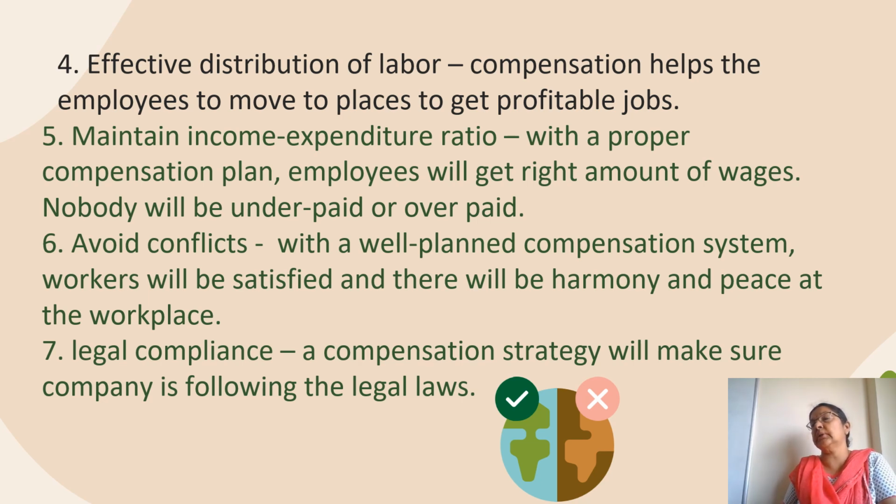Then the other objective is effective distribution of labor. Effective distribution of labor is nothing but people will move from those places where jobs are not available to those places where jobs are available. So that is distribution of labor. With a good compensation system, you can attract employees from villages where jobs are not available. They will come to cities and they will work here because the jobs are good, the pay is good. So that is effective distribution of labor. With the help of your compensation strategy, you can make sure that there is effective distribution of labor.